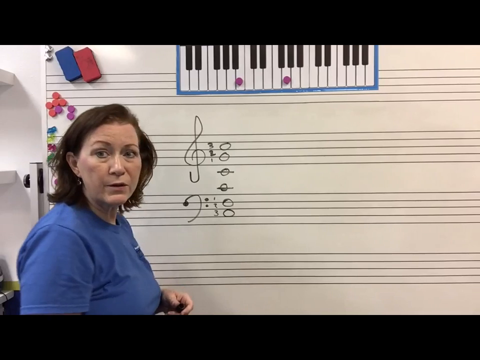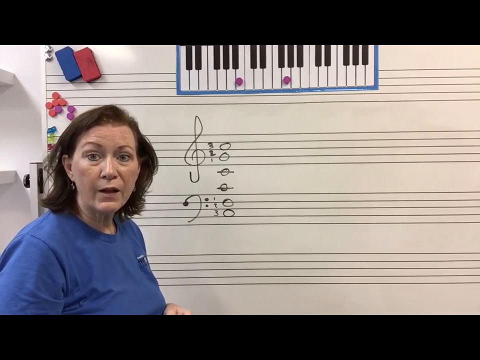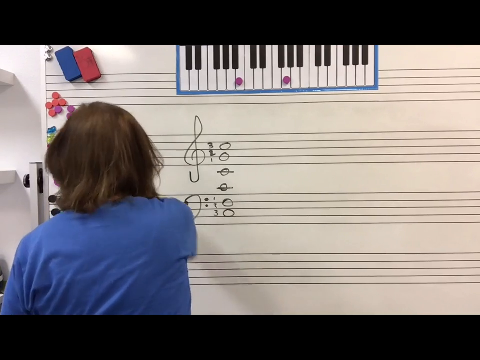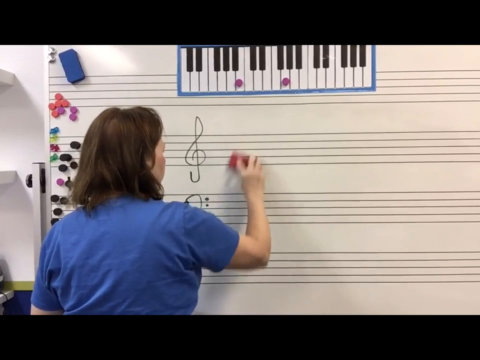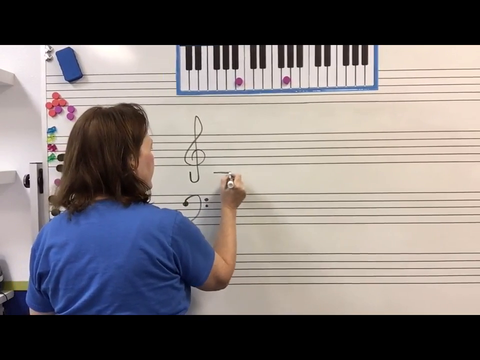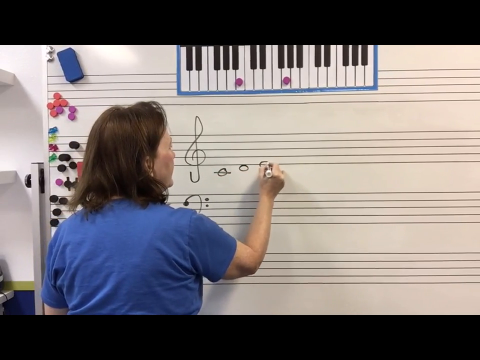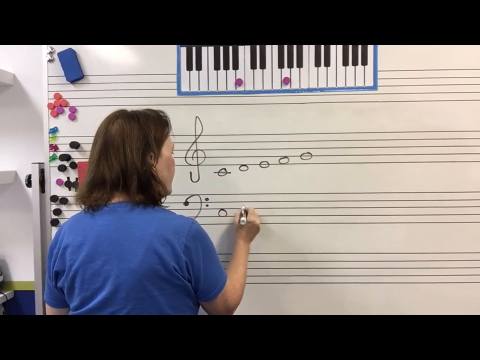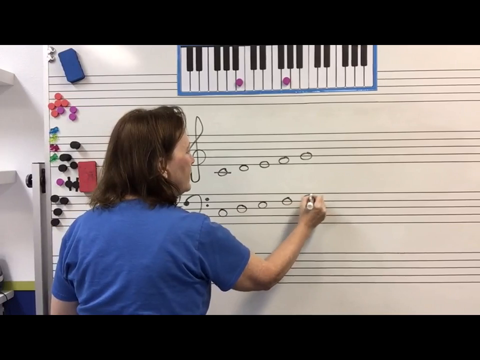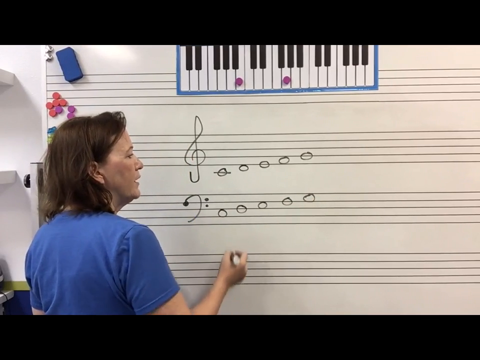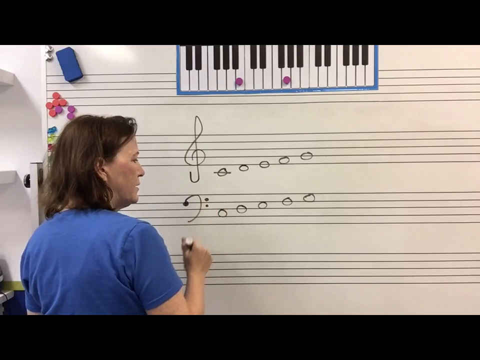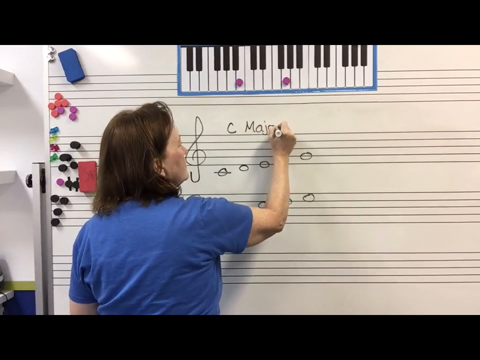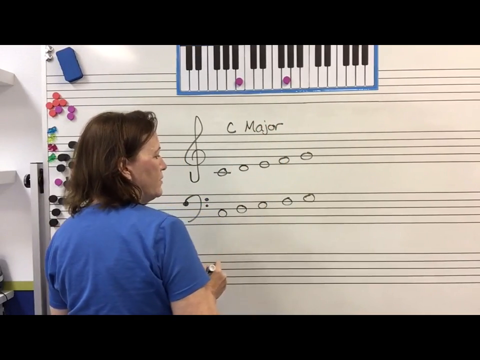Remember, these are our landmark notes. If we memorize our landmark notes, they will help us find all of the other notes. When we first started, we knew 5 notes in the treble clef. We learned do, re, mi, fa, so. In the bass clef, we didn't have to worry about any black keys. We didn't have any flats or sharps, and this was C major. Do, re, mi, fa, so is C major.